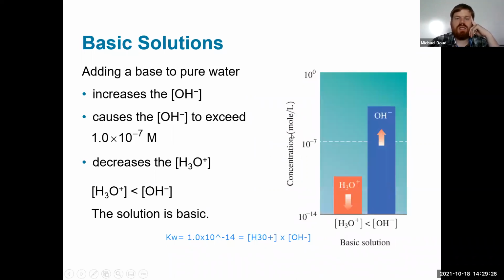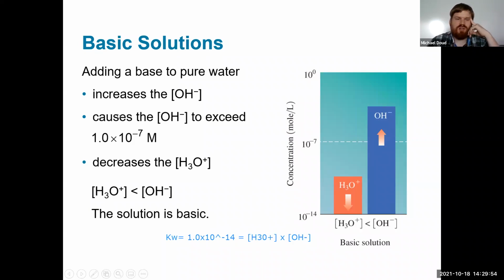Okay, next up, basic solutions. This is the opposite, where we increase the concentration of hydroxide ion, which causes that to exceed 1.0 times 10 to the negative 7th molar. And the only way that the hydronium ion can react is by decreasing in concentration. Because we know if we increase this concentration, this times this has to equal 1.0 times 10 to the negative 14. So this concentration has to decrease.